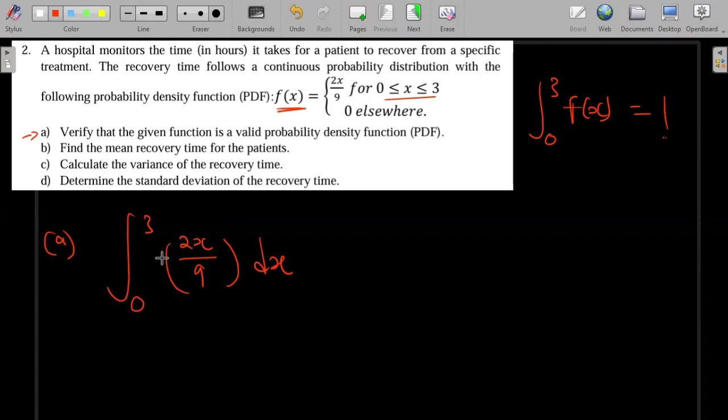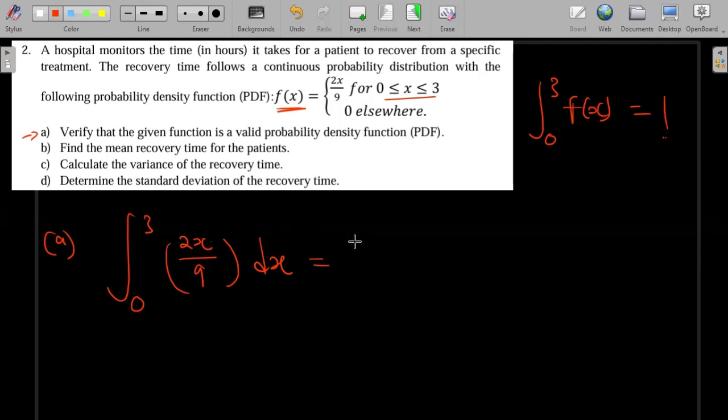So how do we integrate such functions? When we're integrating here, we just use the power rule. So we add 1 to the power of x, and then we divide by that new power.